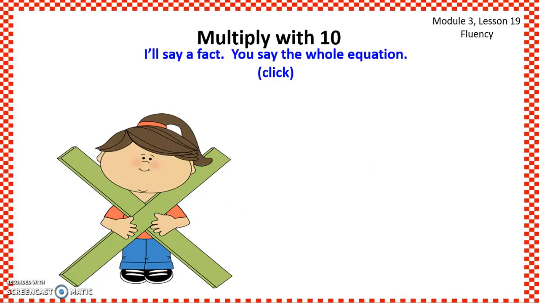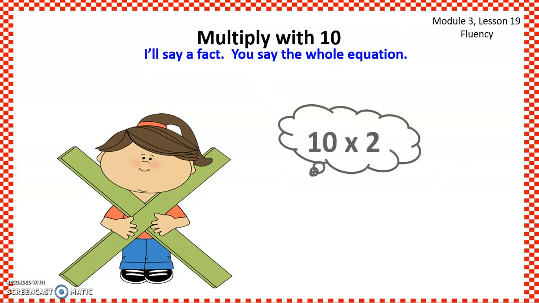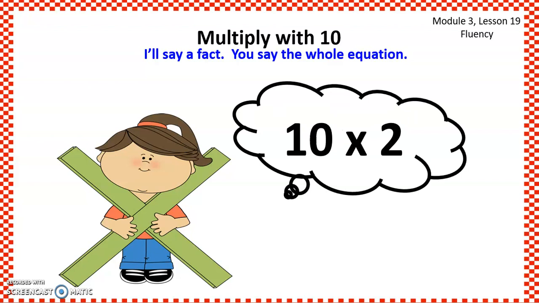Now we are going to, I'll say facts, you say the whole equation. For example, using the multiples of 10, meaning multiplying with 10. What is 10 times 1? 10 times 2? 10 times 3? 10 times 8.